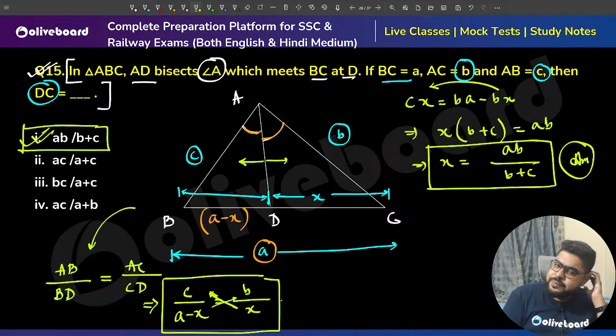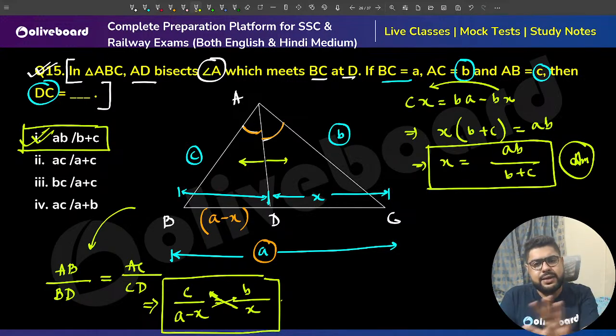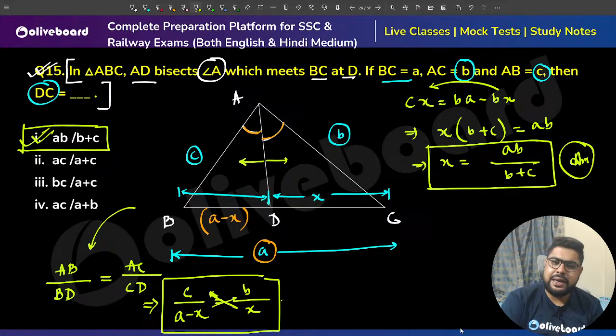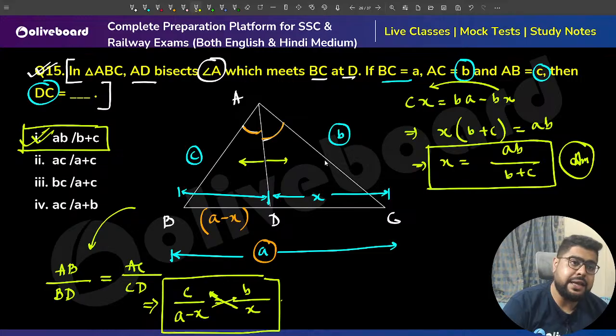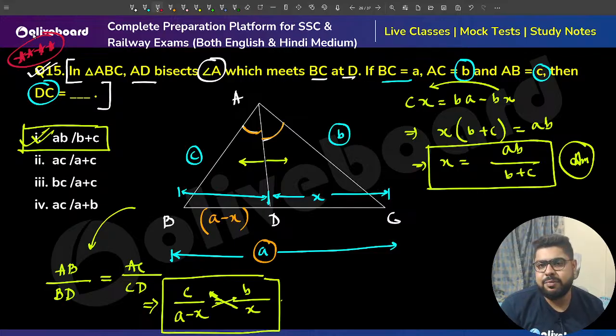Everyone clear? This is the angle bisector theorem in a nutshell. It is a very, very important topic. I'm saying this once again to you guys, this is very important.